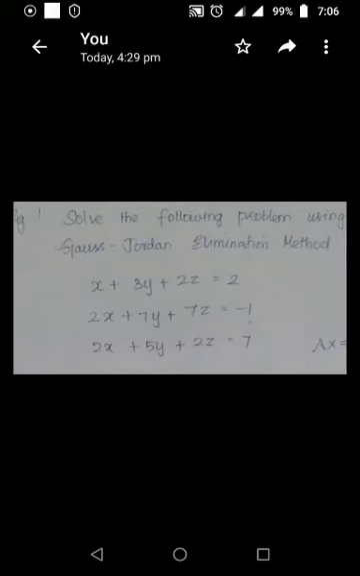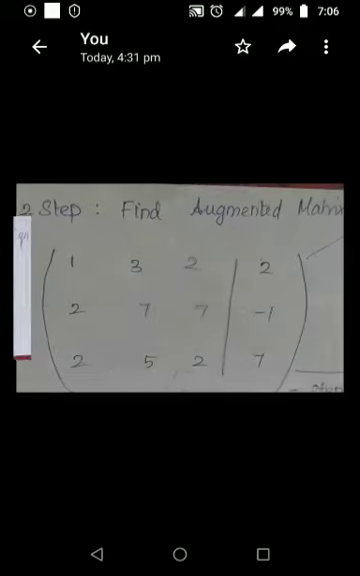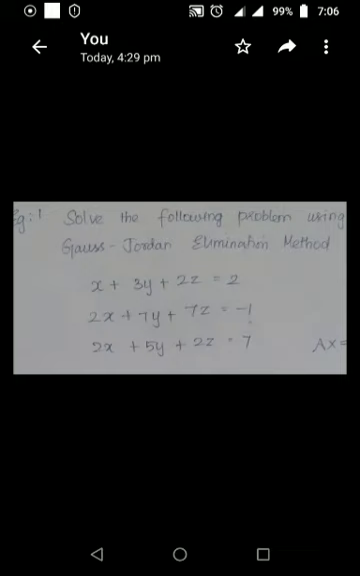After finding the matrix, the next step is to find the augmented matrix. What is the augmented matrix? We are combining the A matrix with the B matrix. The B matrix is simply 2, minus 1 and 7. So we include the B matrix with the A matrix, that is the augmented matrix of A, B: the A matrix, a slash, and the B matrix. This is the augmented matrix.